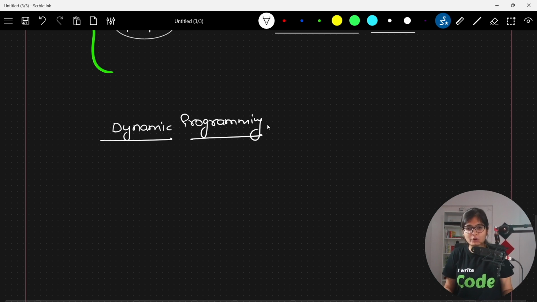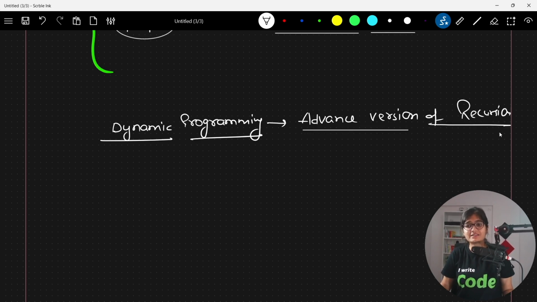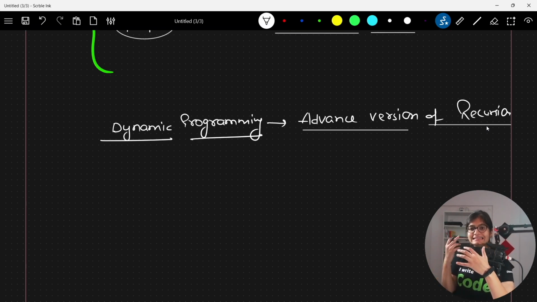When I'm talking about dynamic programming, it is nothing but an advanced version of recursion, I can say. People usually think that is not the case, but what I think is that it is the case. So if you know the concept of recursion pretty well, only then will you be good with DP. Because for any question given to you, your mindset should be: how can I solve this question using recursion?